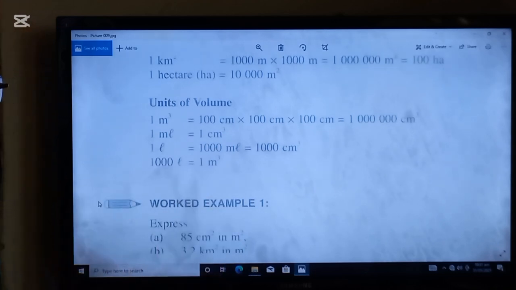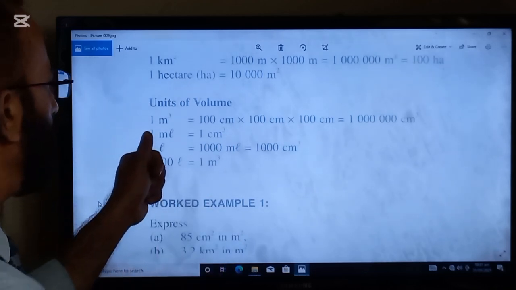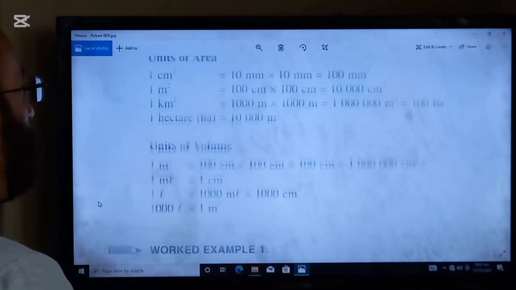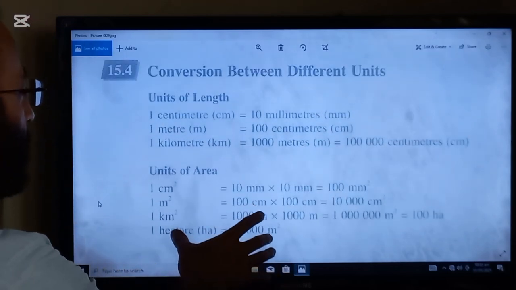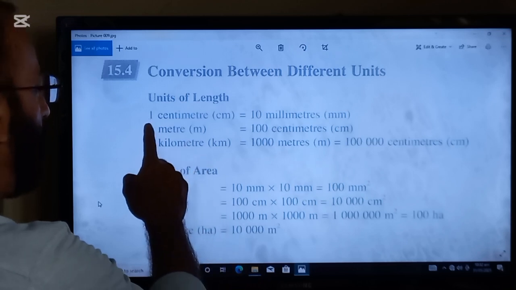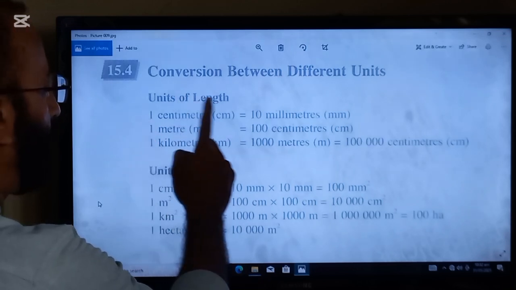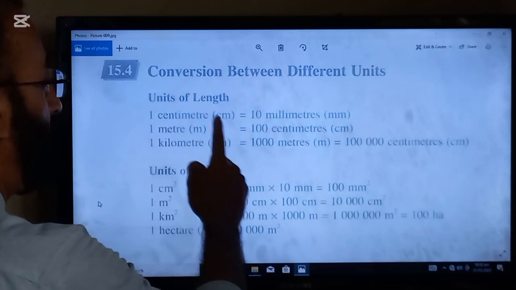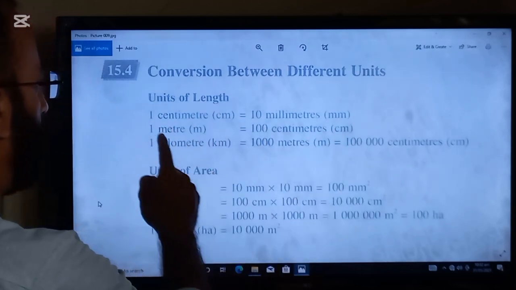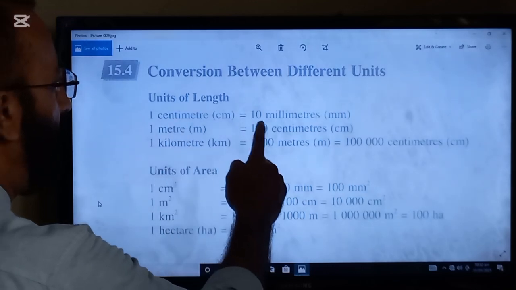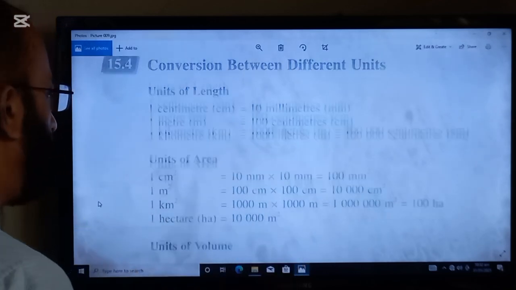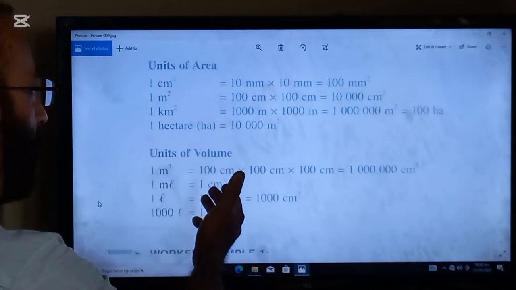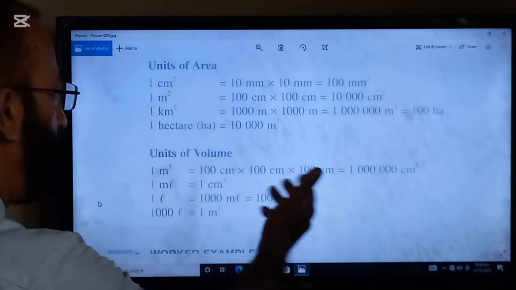Units of volume: 1 meter cube is equal to 100 into 100 into 100 centimeter cube. This is the same way which we have done previously. If we take the cube of the left side, we have to take the cube of the right side as well. So 1 centimeter cube will be equal to 10 into 10 into 10 millimeter cube. So 1 meter cube is equal to 100 into 100 into 100 centimeter cube.